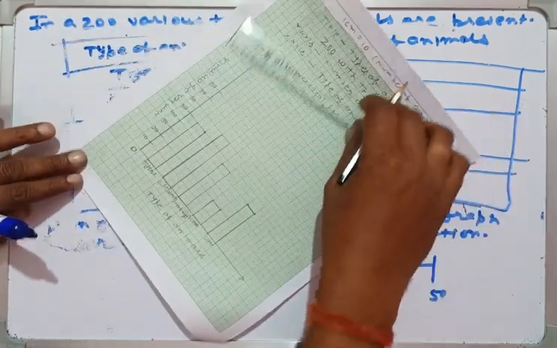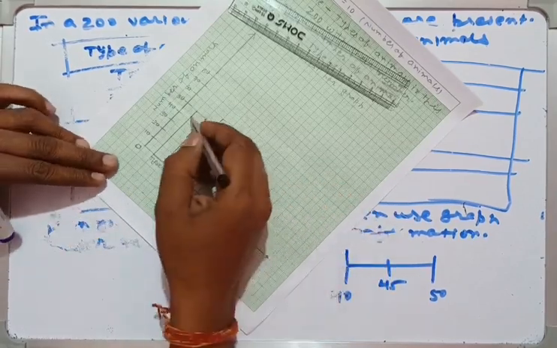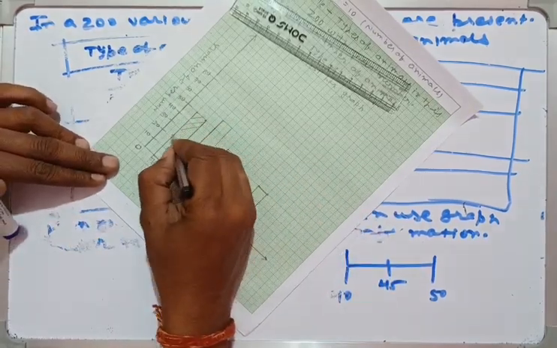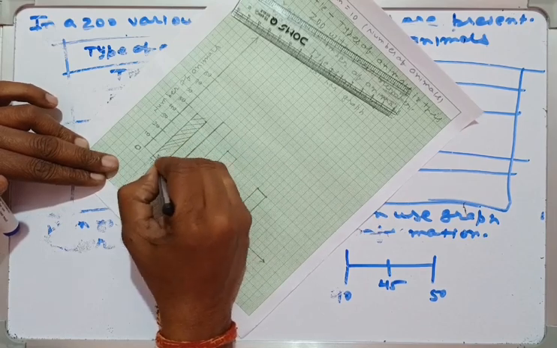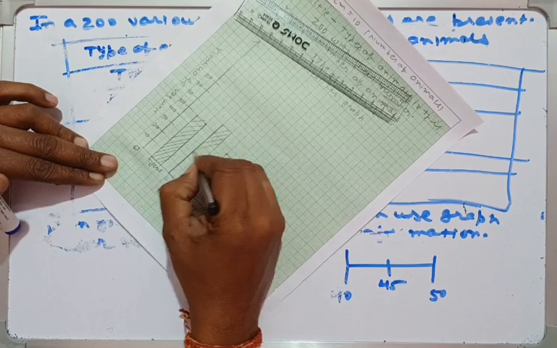Okay, so now our bar graph is prepared. Now shade it. You can shade it with different colors, or like this also.